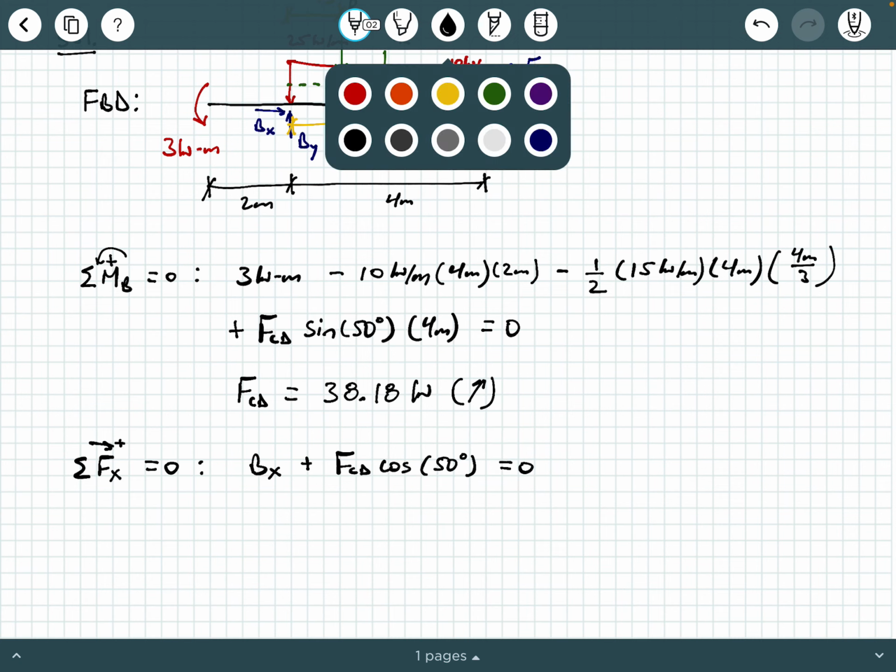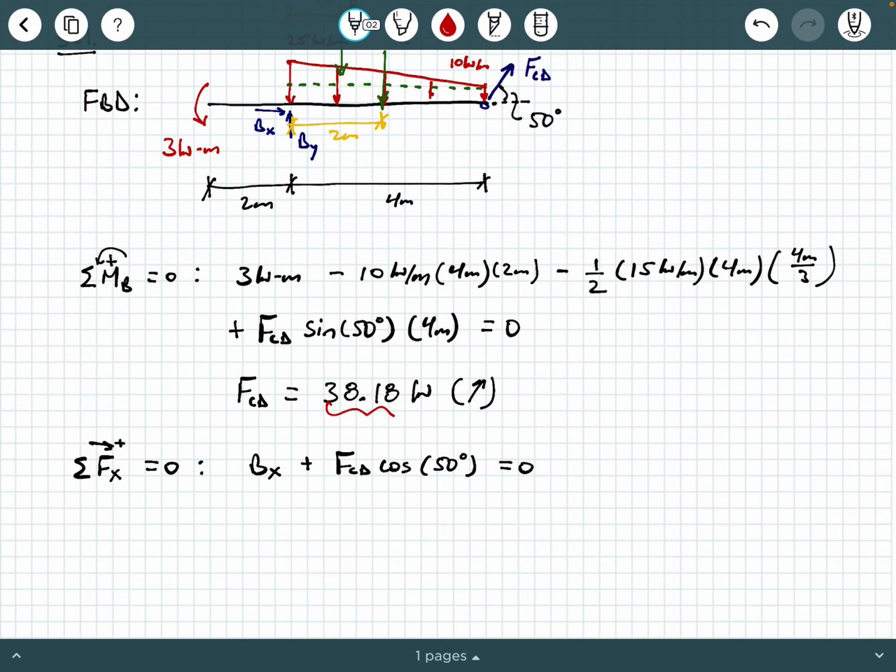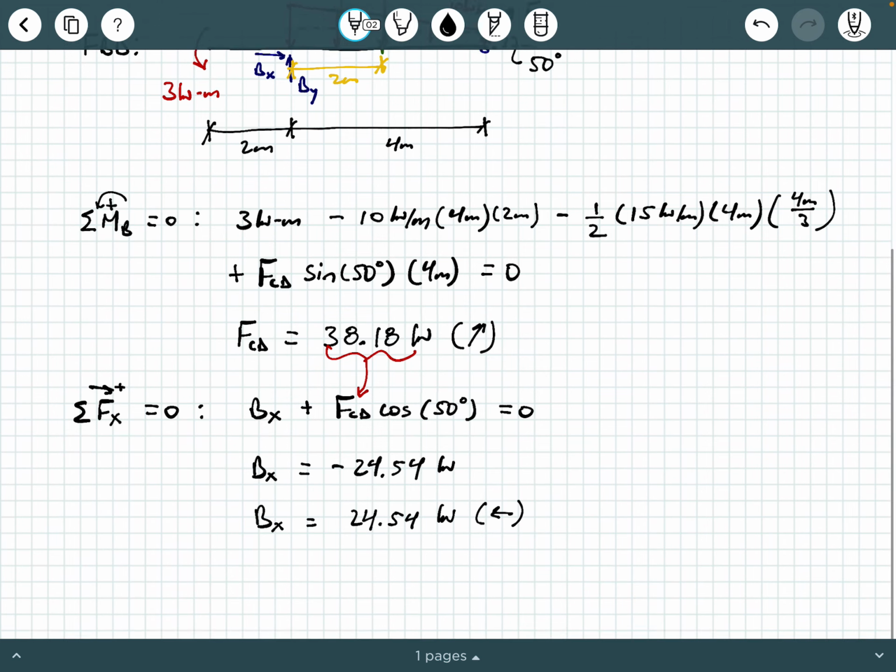Well, you know FCD. We just solved for it. So you substitute this value of FCD into your equilibrium equation for x forces, and we'll do some rearranging, and we'll get Bx equals negative 24.54 kilonewtons. Now, what does that negative mean? That negative means that your Bx is actually pointing in the opposite direction of what we assumed in the free body diagram, which in this case is pointing to the left.